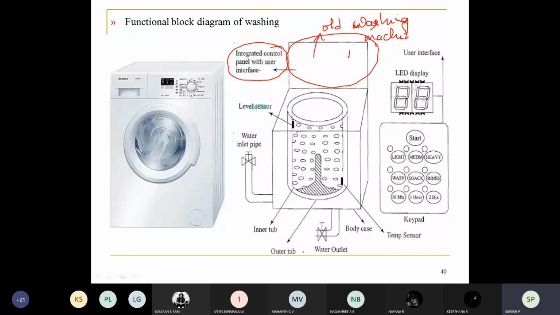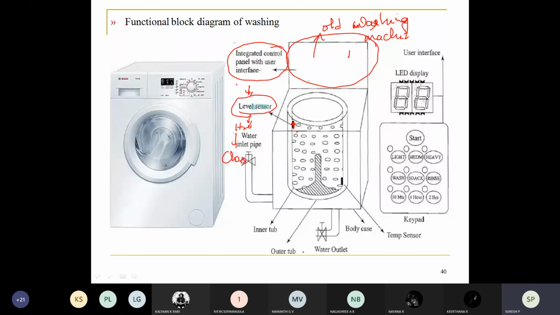Inside that, you are going to have the inner tub. The level sensor is there, and the level sensor is going to detect the water. A water pipe will be there, and from the water pipe you are going to inlet the water, so water starts filling up. Once the level sensor detects that the water is filled up to here, it will stop the tap. So the inlet will be closed at that time, and the inlet pipe will be closed when the level sensor detects the water.